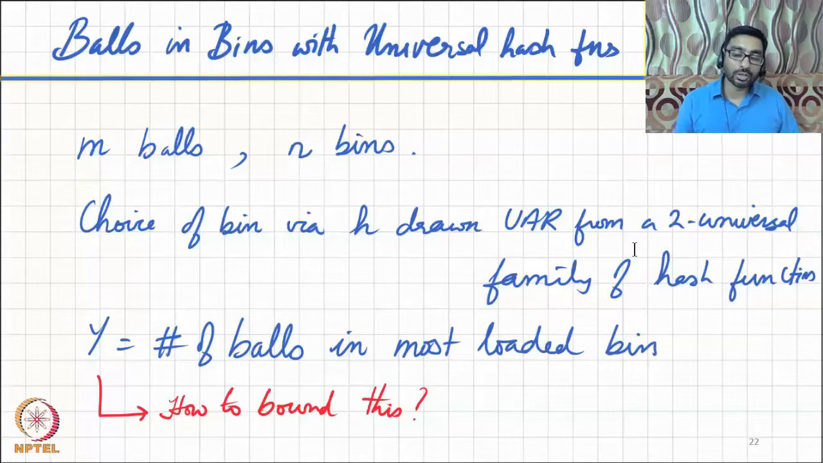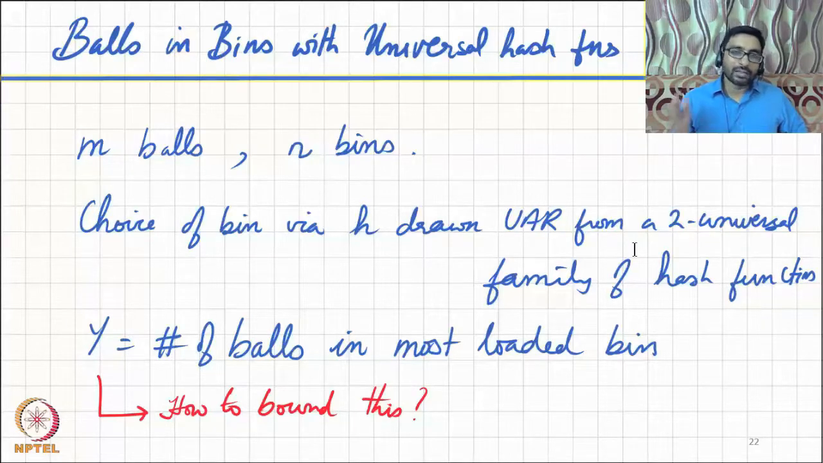the notion of balls choosing bins uniformly at random with the notion of balls choosing their bins based on some hash function that is drawn uniformly at random from, say, a two universal family of hash functions. Okay, so let's think about that. So we have m balls, n bins. We use a hash function h to take each ball and hash it into a particular location, a particular bin. And this h is drawn uniformly at random from a two universal family of hash functions.